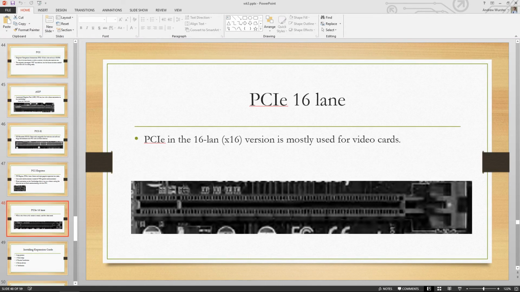This one you'll see mostly with video cards. Generally it has a little tab that clicks when you push it in. You have to push it rather straight in, otherwise it won't work. And these are very, very common today with brand new cards and older cards as well. So this is also considered PCIe. It's just a 16-lane version, so it's just longer.